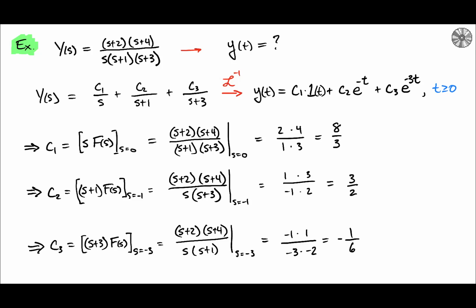So the inverse Laplace transform of 1 over s is given by the step function. And then the inverse Laplace transform of 1 over s plus a is given by e to the minus at. And so we're using those identities in order to map into y of t.